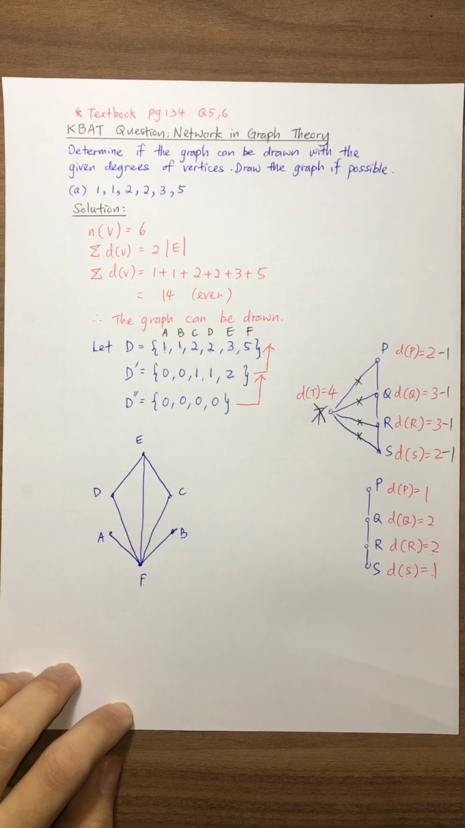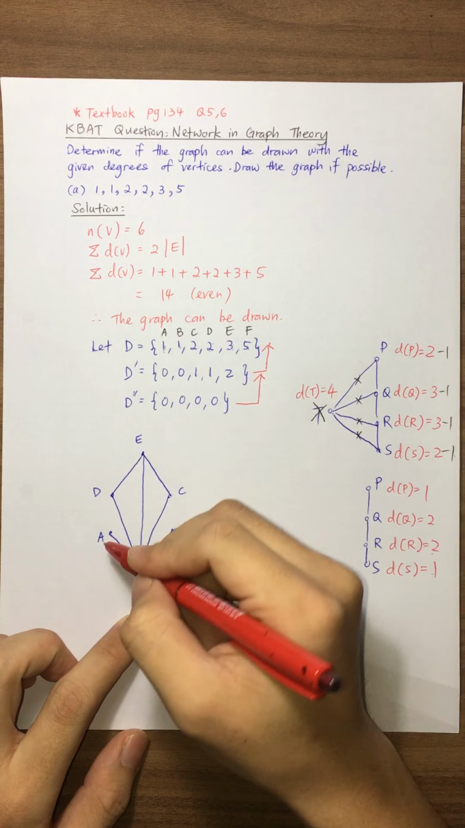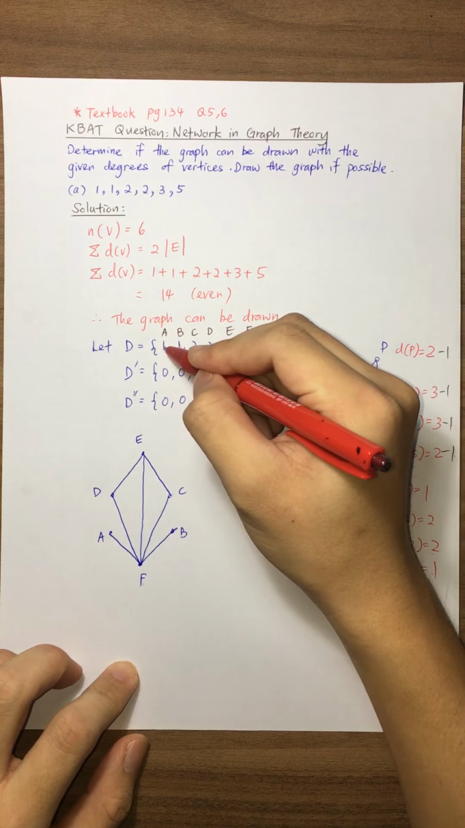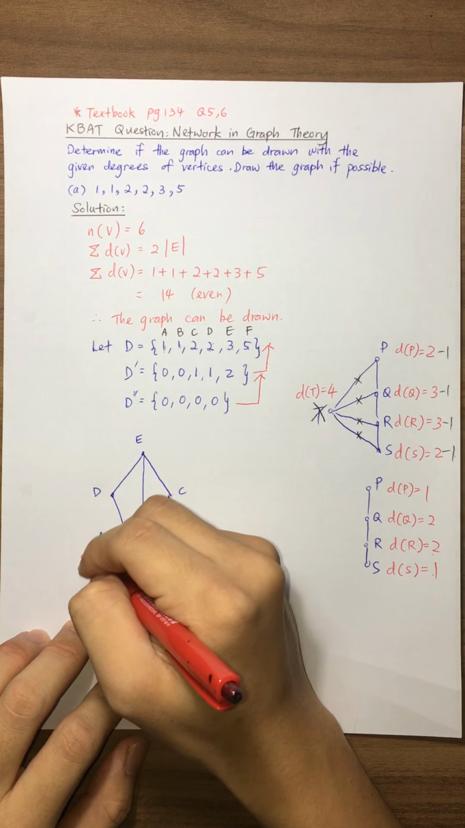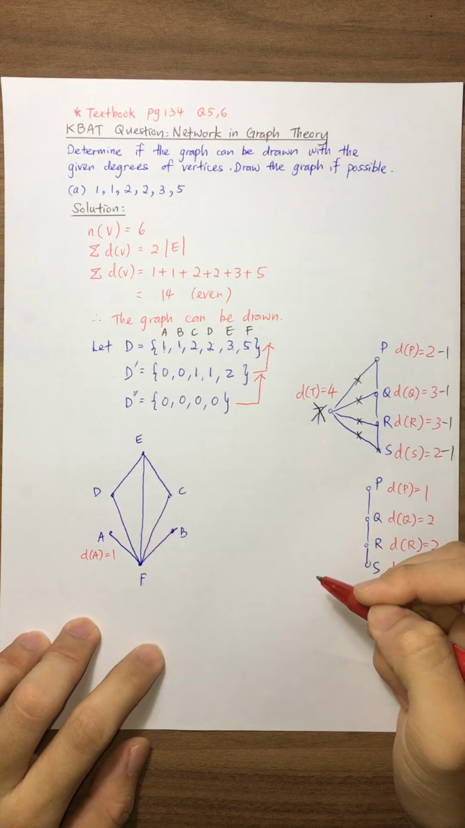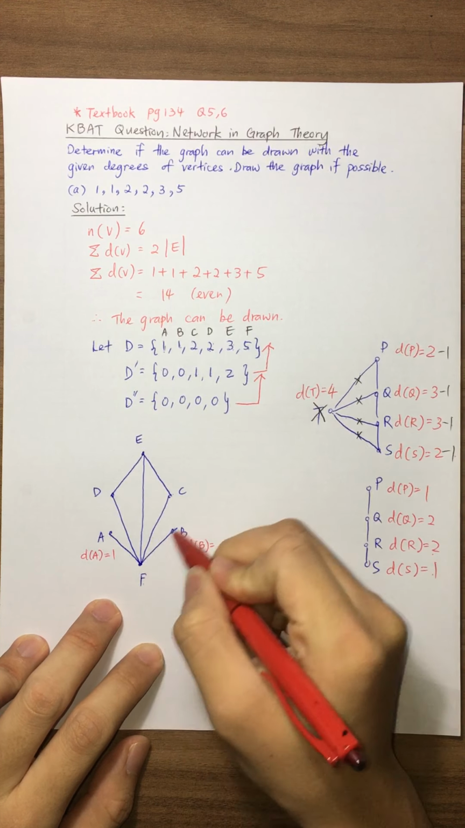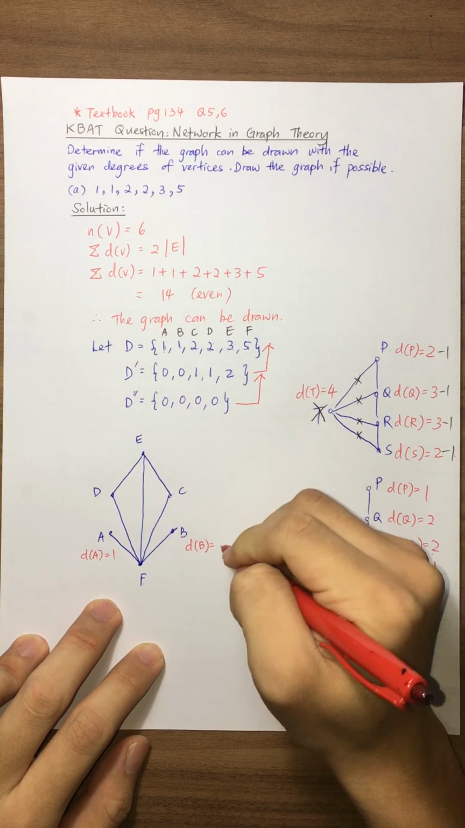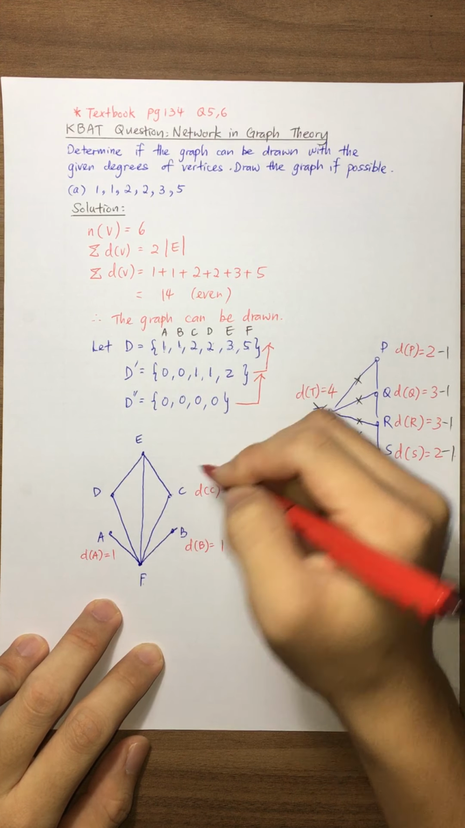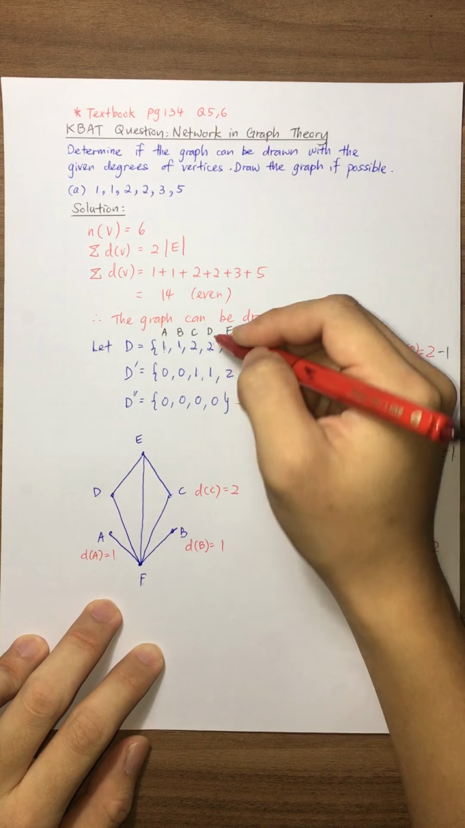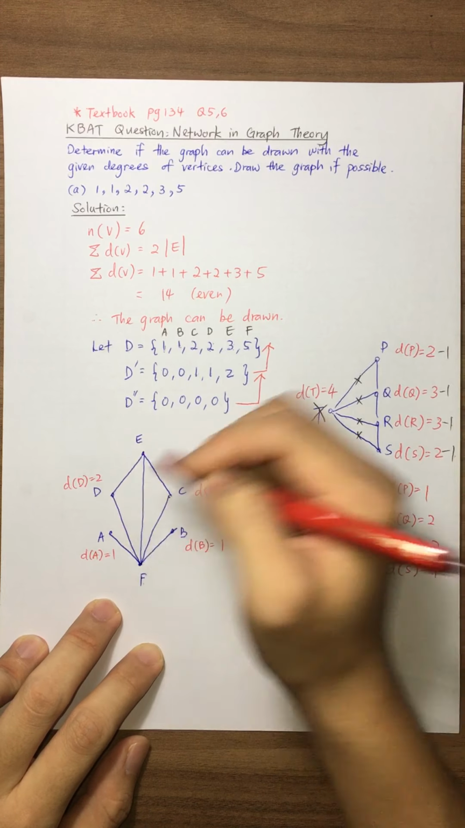Alright, so we are actually done with our graph, but to check our steps, we can calculate the degrees. Degree of A is actually 1, right? So we have 1 edge connecting to A. So degree of A is 1. Degree of B is also 1, which is true because we only have 1 edge connecting to it. Degree of C is 2. 1, 2. True. Degree of D is 2 as well. 1 and 2. That's right.